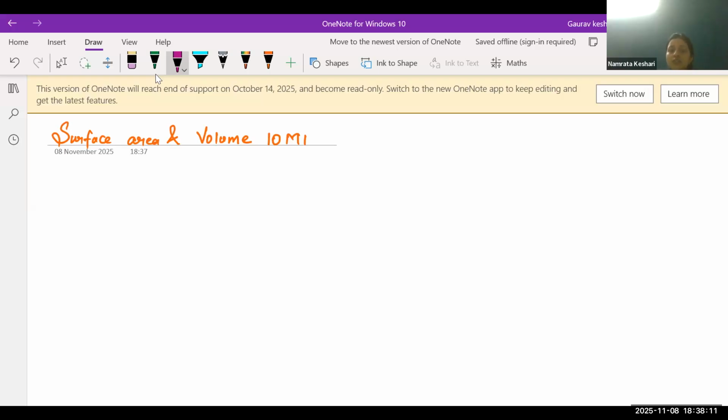So first formula is, what is the surface area of cuboid? Who will say what's the formula for surface area of cuboid? 2 times LB plus BH plus HL. 2 times length into breadth plus breadth into height plus height into length.